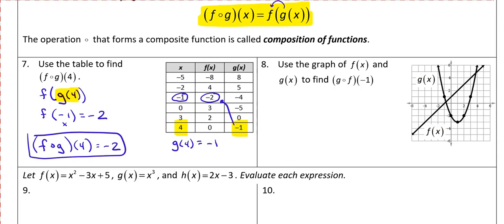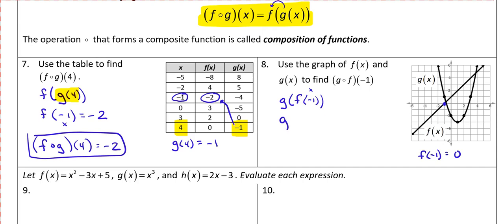Okay, what if we look at the graph? g of f of -1. So again, g of f of -1. So that -1 is an x value. So we go to where the f function is -1. So that f function is right here. So that value, f of -1, is 0. That's the y value, 0.